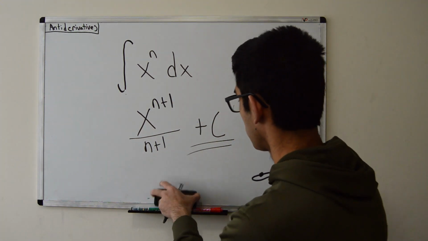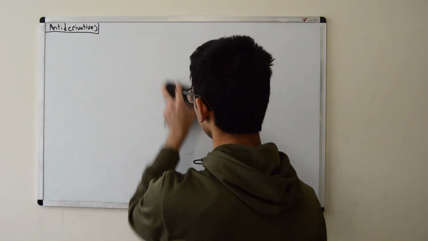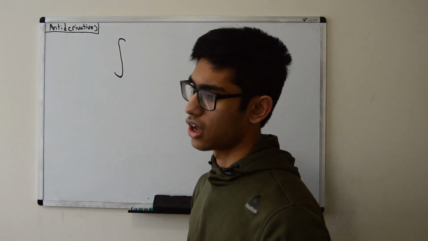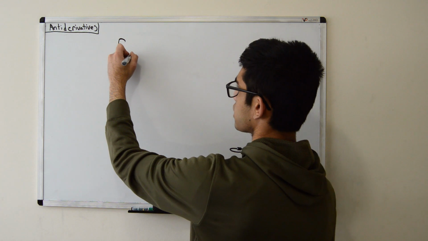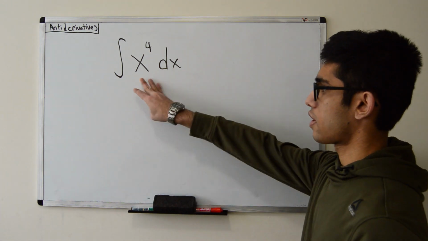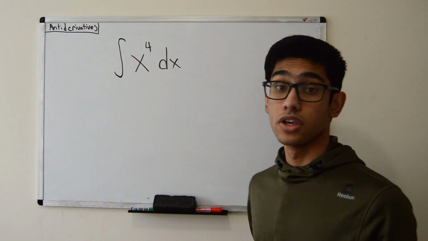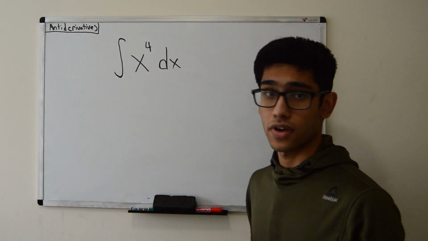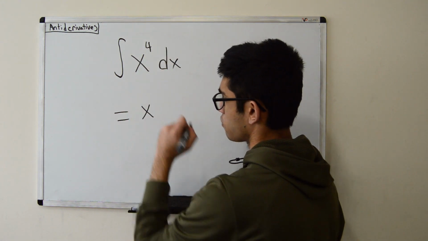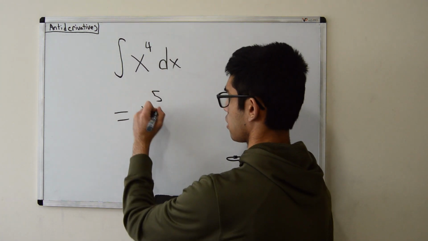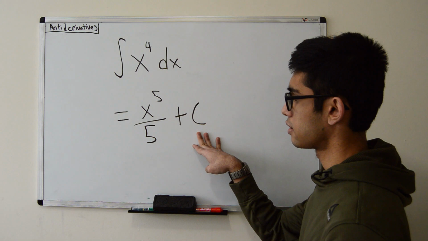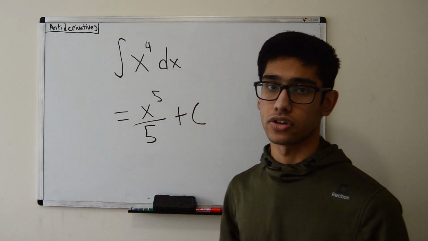So let's do an example. Okay, what if I had the indefinite integral? I'll explain what that means in future videos. So let's say I had the indefinite integral of x to the 4 dx. I wanted you to find the integral of that. Well, why don't we use the formula we just derived to get the integral? So we add 1 to the power. What's 4 plus 1? That's 5. And you divide by that same number, 5. And again, add the plus c, alright? And that is your integral.